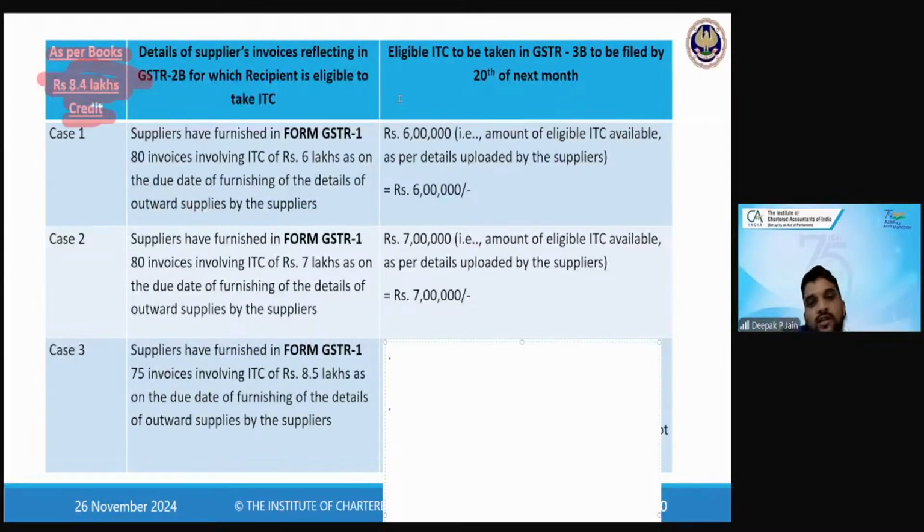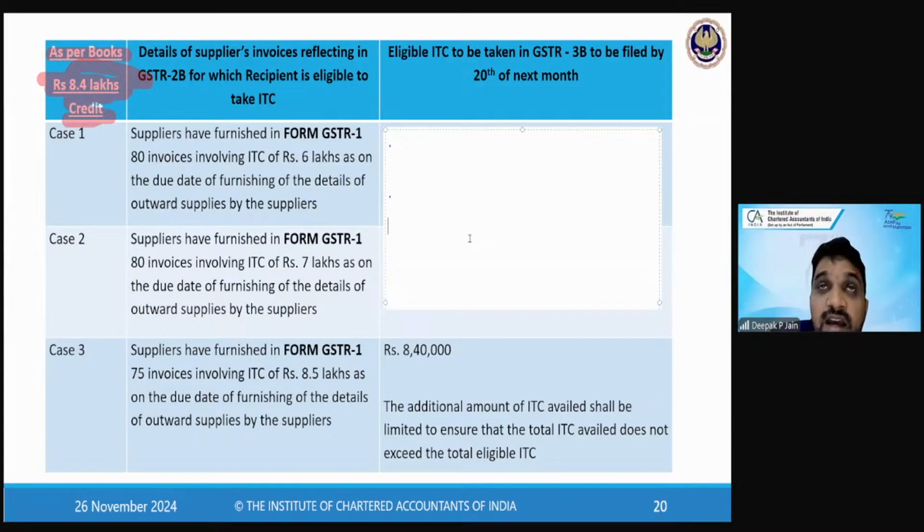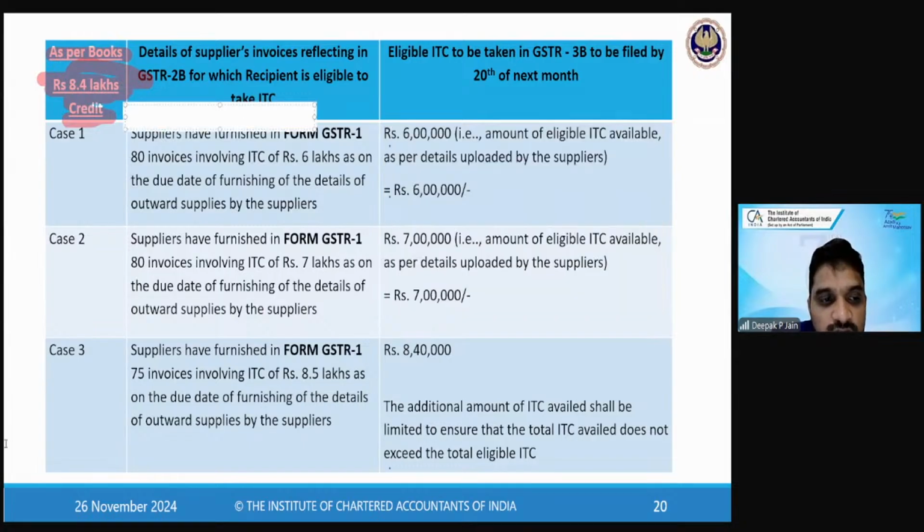Your books show 8.4, not 8.5. Now the supplier may have claimed it by mistake, given GSTR1 by mistake, when they had to give someone else's GST number, but they have given your GST number, possible, or they have shown it as supply, but you have not actually received it. So whatever is the credit in your books, that is also relevant. You have to consider the credit in your books, verify that with your GSTR 2B. If it is there in your books, only then you can claim it.